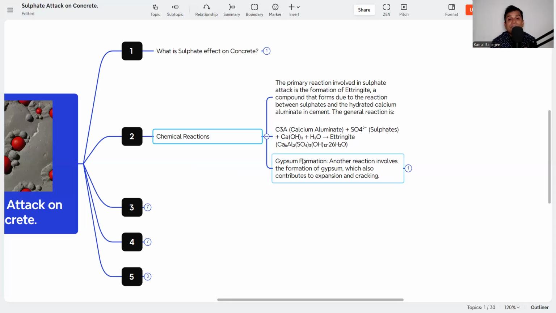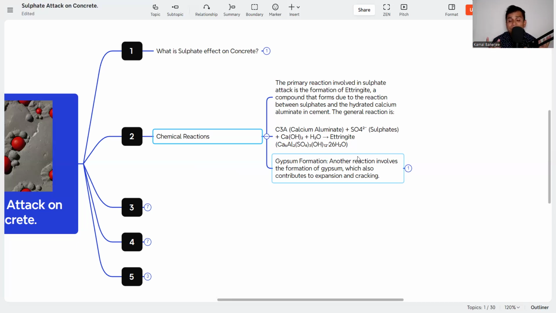What is the formula? C6AS3H32, that is Ca6Al2(SO4)3(OH)12·26H2O. This compound salt forms from the reaction between the calcium aluminate C3A, the SO4, and the water present in the soil, in the concrete, or in the moisture. When these three come together, this reaction happens. Another reaction is also happening, but this is the primary reaction, that ettringite is forming.